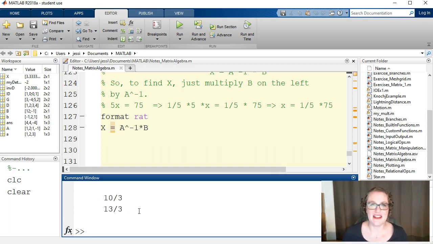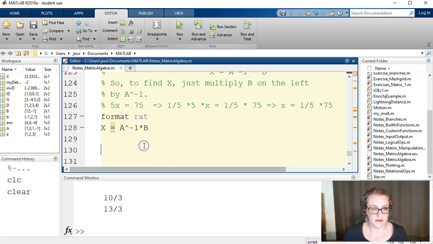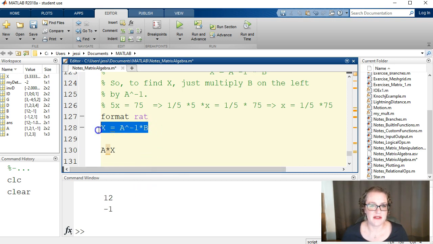If you plug them back into the equation, you can check to make sure. We can do that in MATLAB by saying what's A times X? And we get our 12 and negative 1, which was B. All right. We'll do another video a little bit later where we have an example of where this might be useful, but now you can see all of the algebra behind this very simple solution. X is A inverse times B.